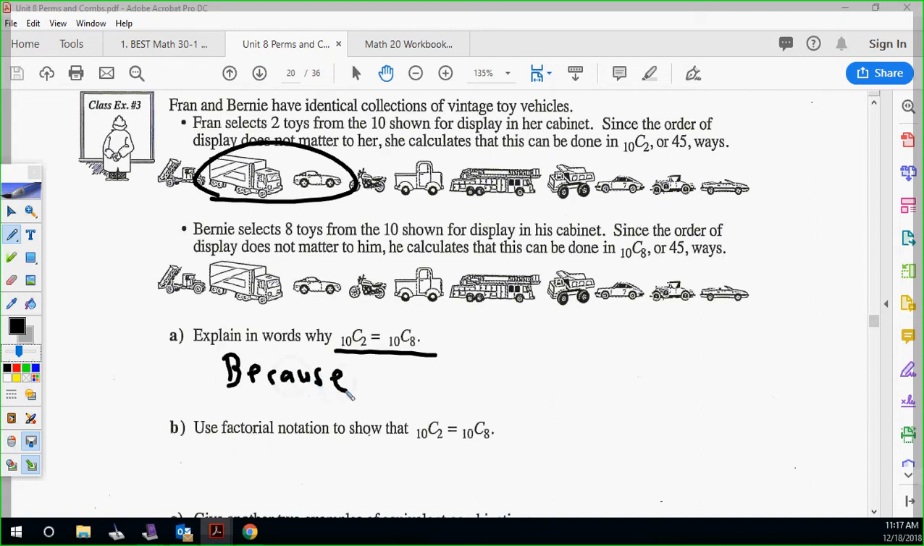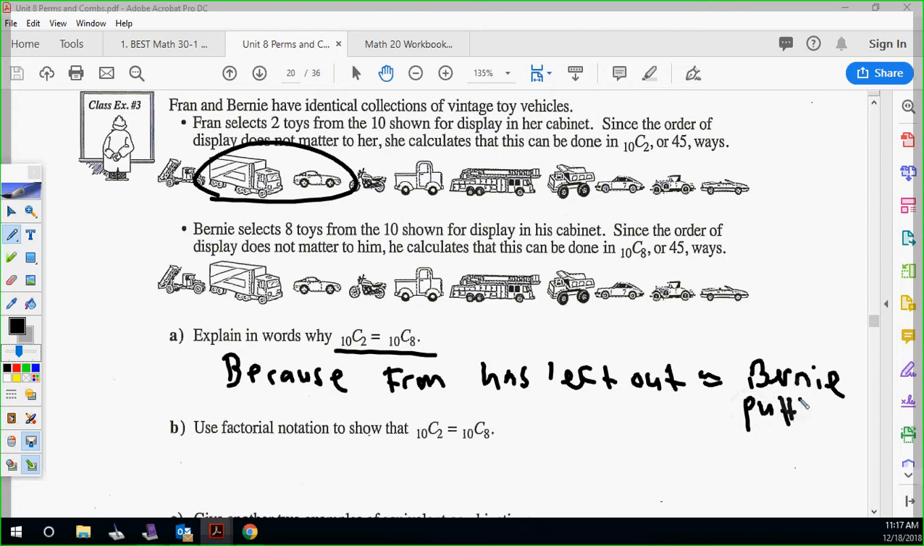because essentially Fran, by selecting 2, has 8 left out, which is similar to Bernie putting 8 in. Okay, so in terms of the factorial notation, we'll look at the math with it in a second. So again, because Fran has left out 8, it's similar to Bernie putting 8 in.